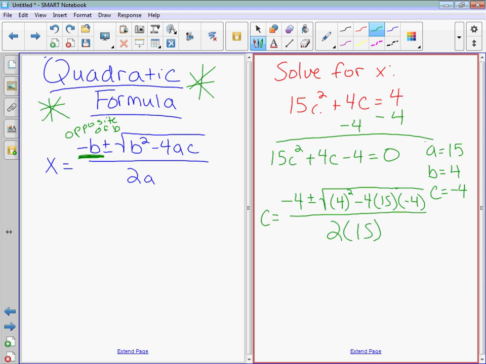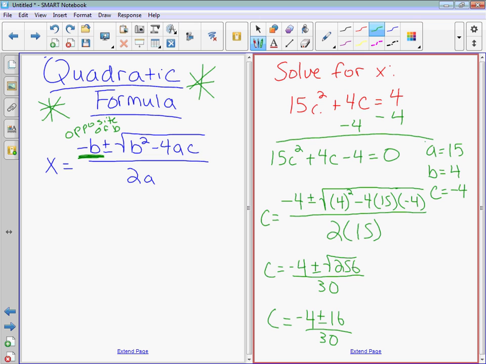That gives me 256. So c equals negative 4 plus or minus the square root of 256 over 2 times 15, which is 30. What is the square root of 256? Put that into your calculator, and you get 16. c is equal to negative 4 plus or minus 16 over 30.